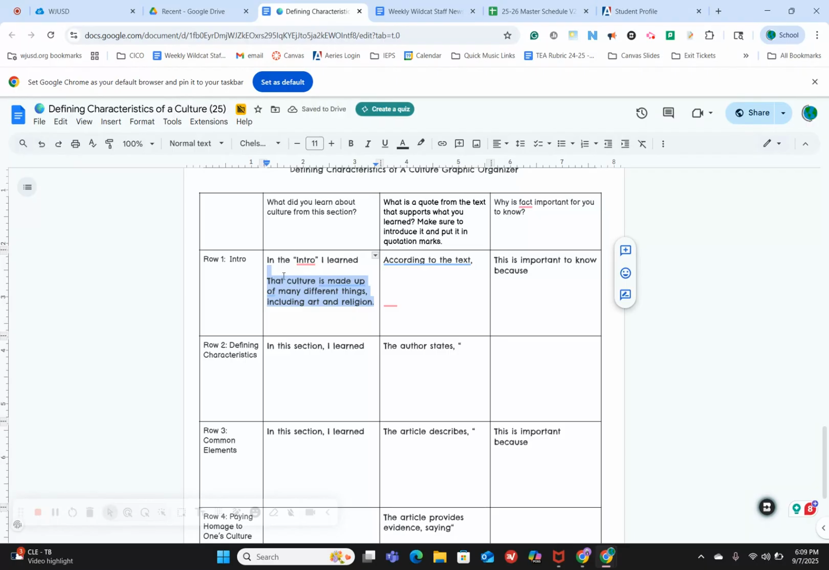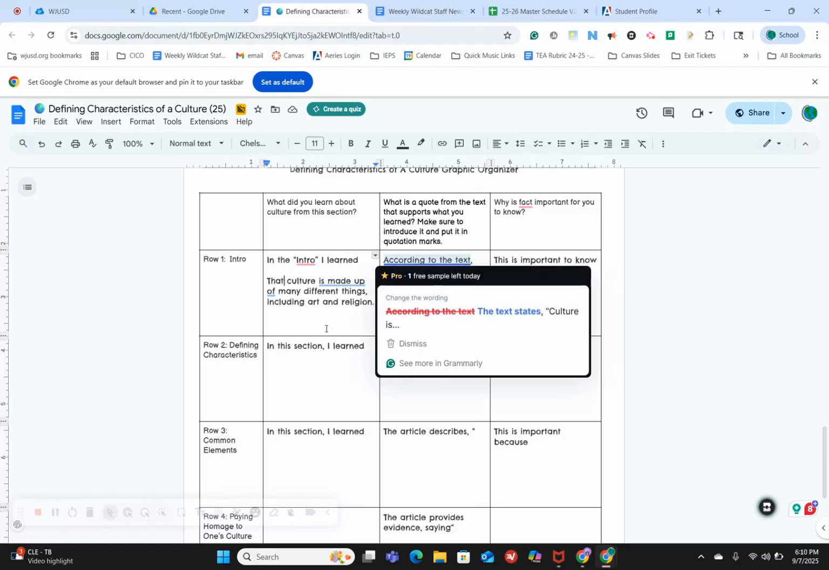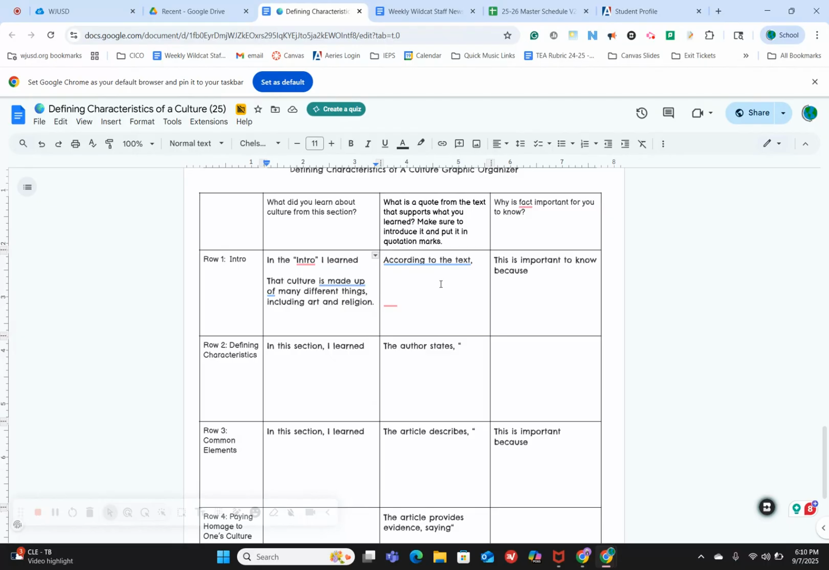I said that I learned that culture is made up of many different things, including art and religion. This is my own words, really important. This first box is always going to be in your own words. If you want to use mine, go ahead and copy it right here. If there's something else you'd like to use, you're welcome to do that. But pause for a moment and fill in that first box. What's one thing you learned from the intro?